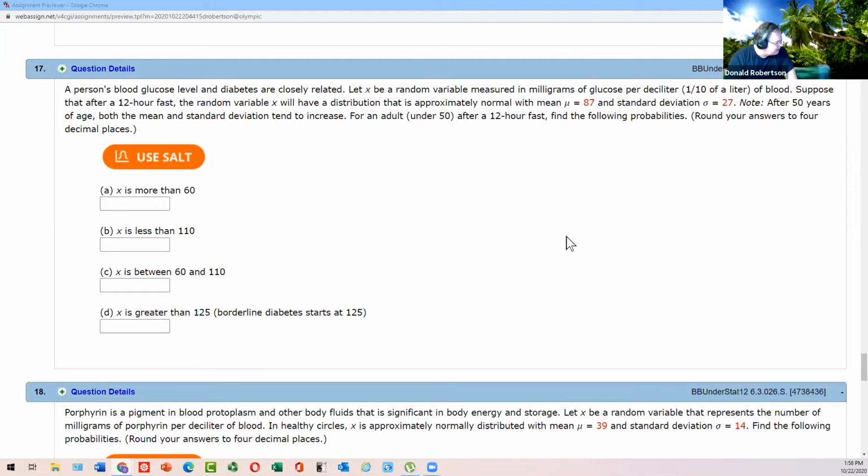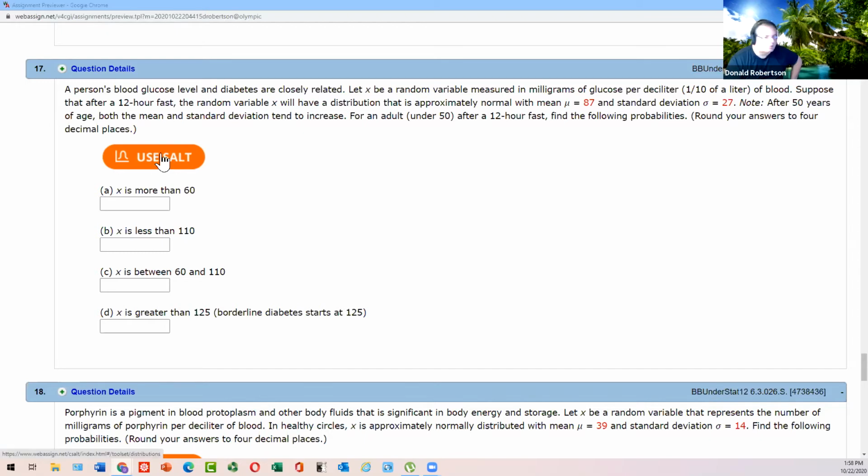And if you get a greater than 125, then you're borderline diabetes. So I guess that's the test for diabetes, right? They take your blood sugar level, and if it's a number bigger than 125, hey, you might have diabetes here. At least we should look into it, see if we can help.